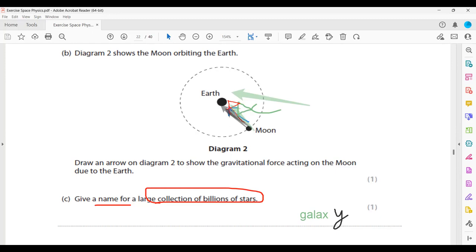So the correct answer for this one is even acceptable: if you mention the name of a galaxy, that's also acceptable. If you write Milky Way, that's also fine. You mention a galaxy, it's fine. Even if you mention universe, that's also correct.